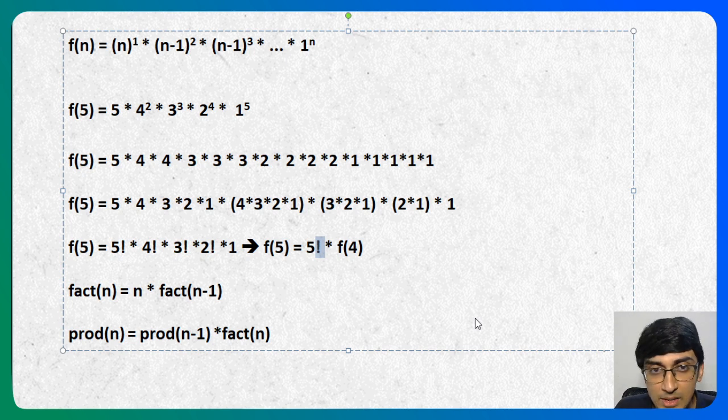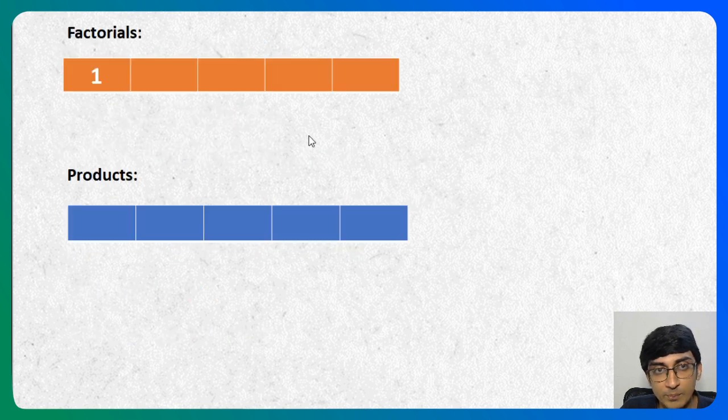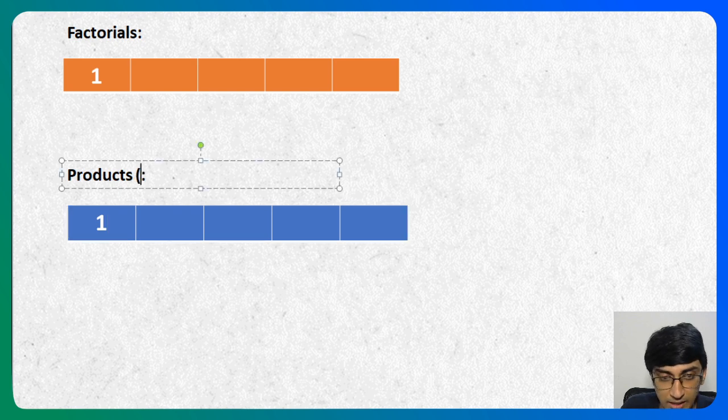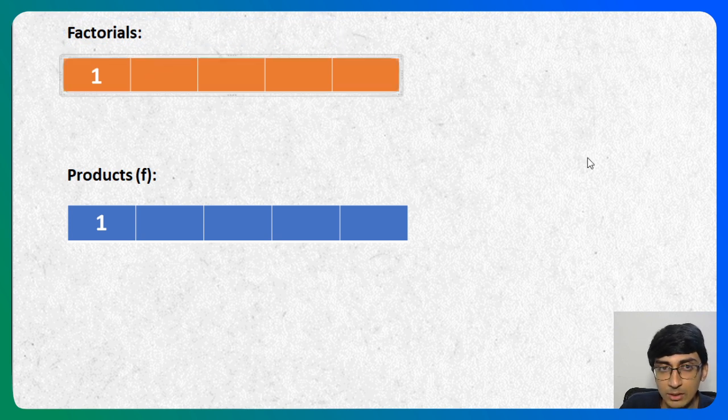Okay. So just to give you a further example of how we do it, we'll probably create 2 arrays. One is for factorials and one is for products. F of 1 is equal to 1. We don't have to worry about that. So this products is nothing but f itself. That's the function that we need to do. And this is factorials. So now factorial of 2 is nothing but 2 into the previous number, so that will be 2 into 1. Then this will be 3 into 2.